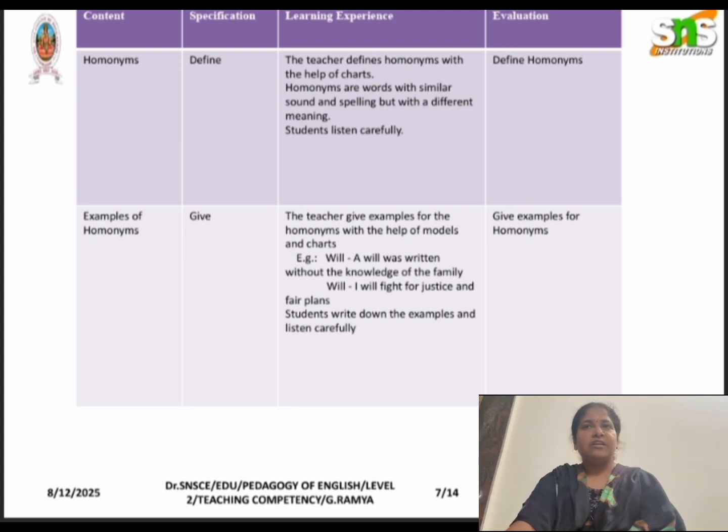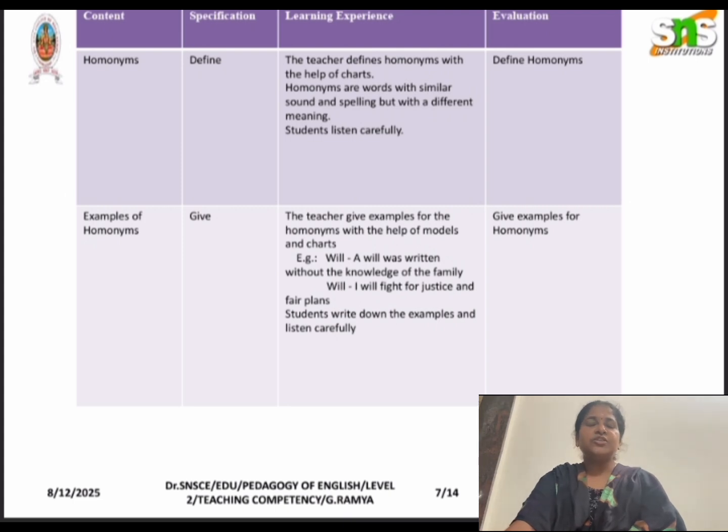Then comes the evaluation. In the evaluation session, we have to ask a question on what you have asked in the specification part. So the define can be asked as a question in the evaluation part. Next comes the content, like examples of homonyms. So in the specification part you can write as give. And in learning experience, the content we have given as examples of homonyms.